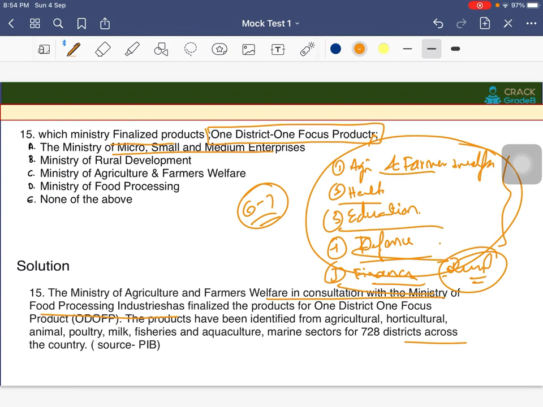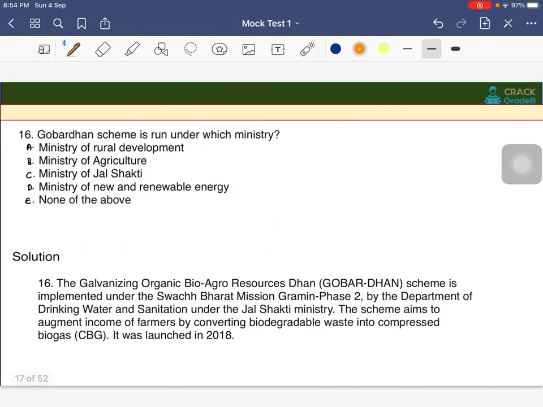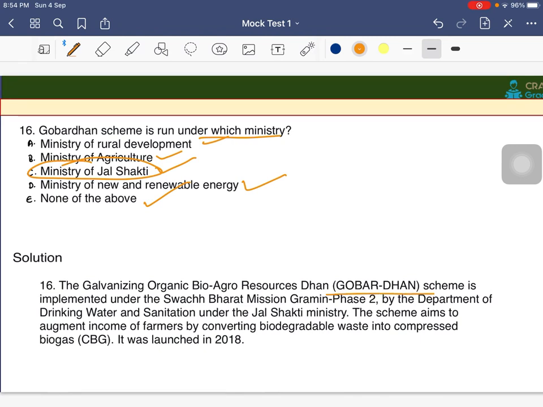Next, the Gobardhan scheme is run under which ministry? The options are the Ministry of Rural Development, Ministry of Agriculture, Ministry of Jal Shakti, Ministry of New and Renewable Energy, and none of the above. The Gobardhan scheme is run under the Ministry of Jal Shakti. The Galvanizing Organic Bio-Agro Resources Dhan scheme is implemented under the Swachh Bharat Mission Grameen Phase 2 by the Department of Drinking Water and Sanitation under the Jal Shakti Ministry.